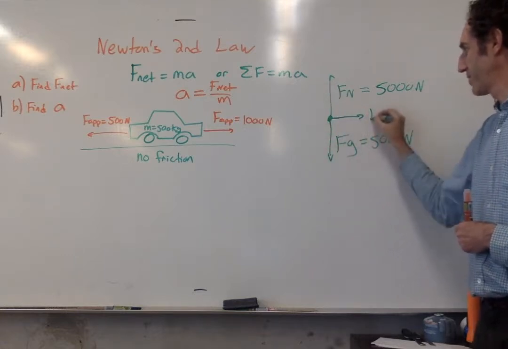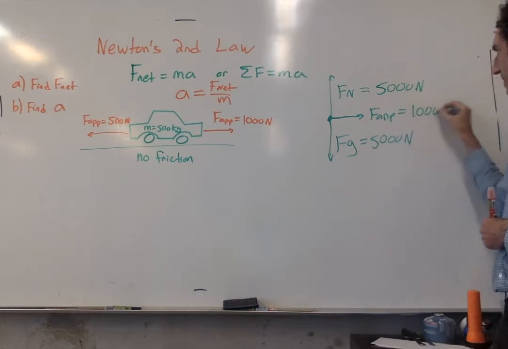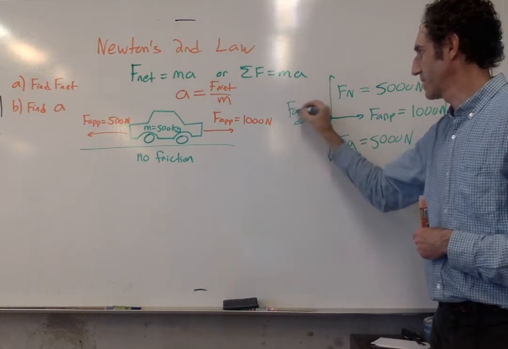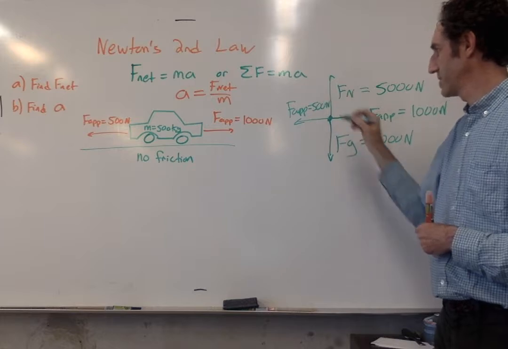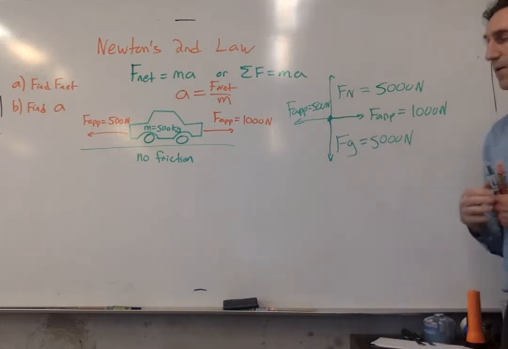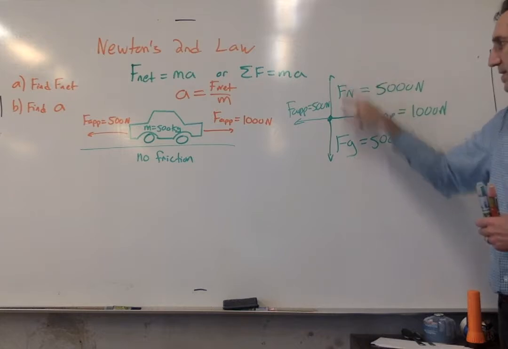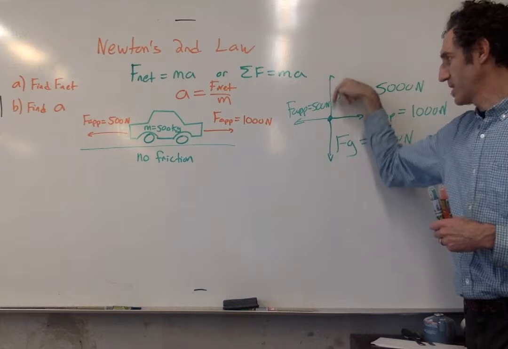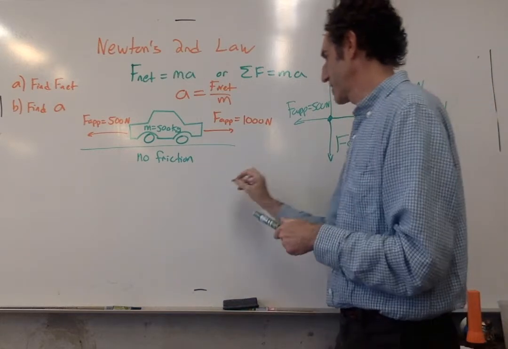I have an applied force in this direction of 1,000 newtons and an applied force in this direction of 500 newtons. I would really want to split things up into x and y direction, but I think you can see pretty quickly that there's nothing very interesting going on in the y direction. We just have a force up, a force down, those are balanced, no big deal. So let's just start out with the x direction.